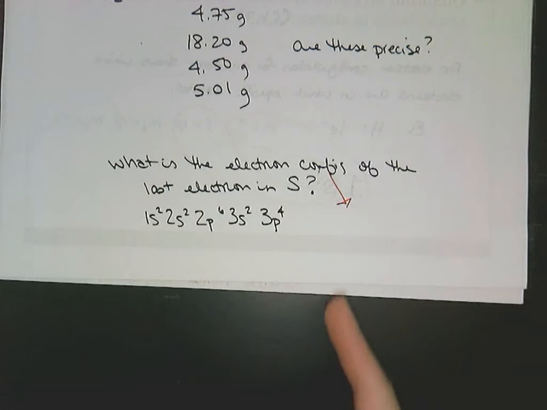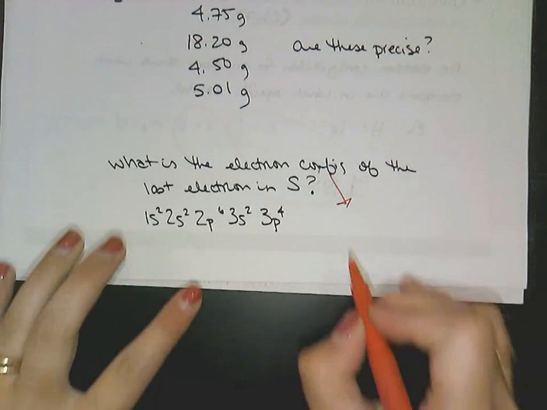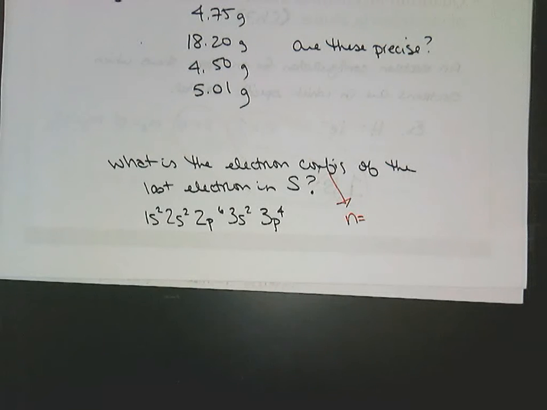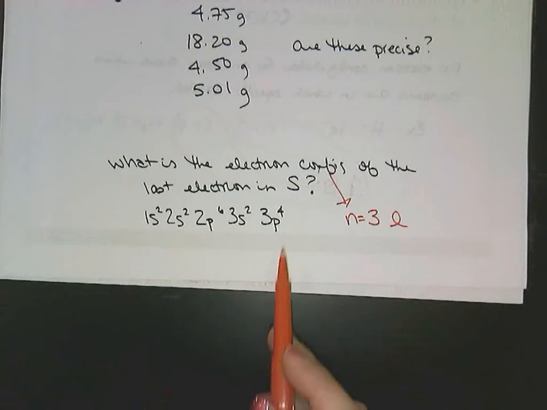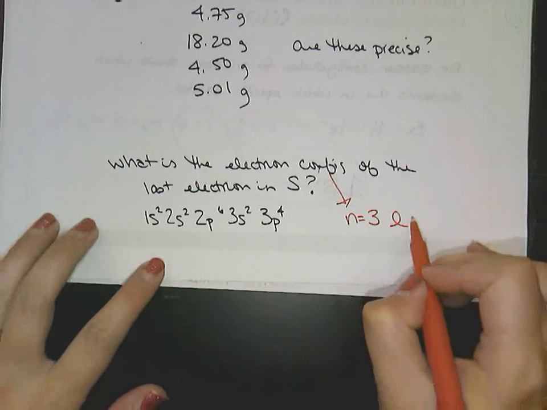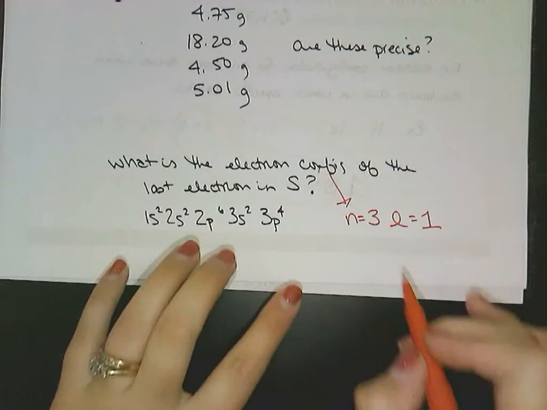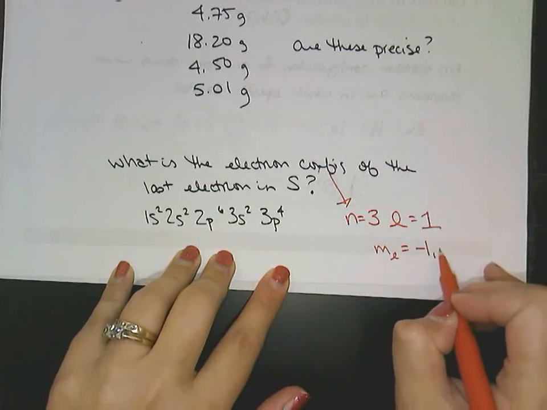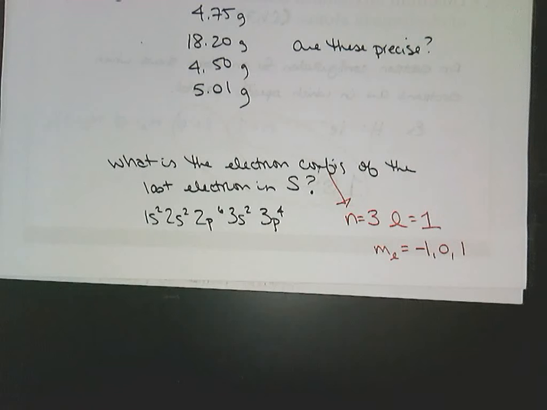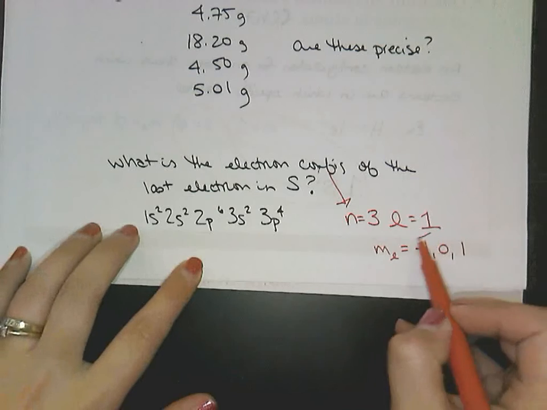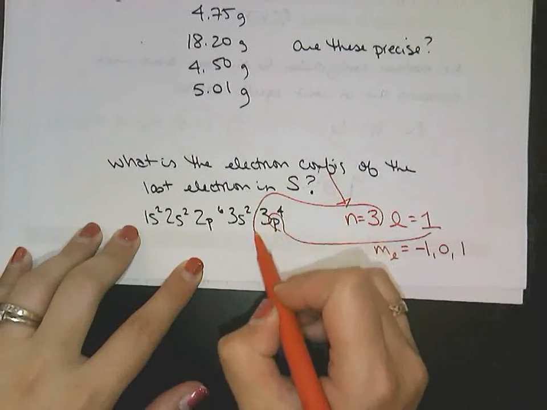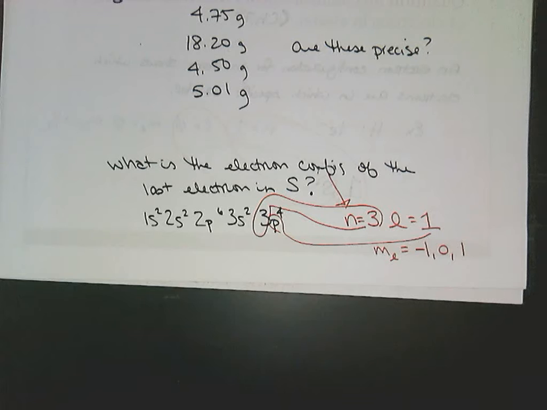So I would tell you n equals what? 3. What does l equal if I'm in p? 1. And then what's a good guess as to what m sub l could be? What are the rules? Right, so m sub l could be any of those. I'll accept any of those because you don't really know. I picked l because it was p. Oh, okay, so if it was d, would you put 2? Yep.